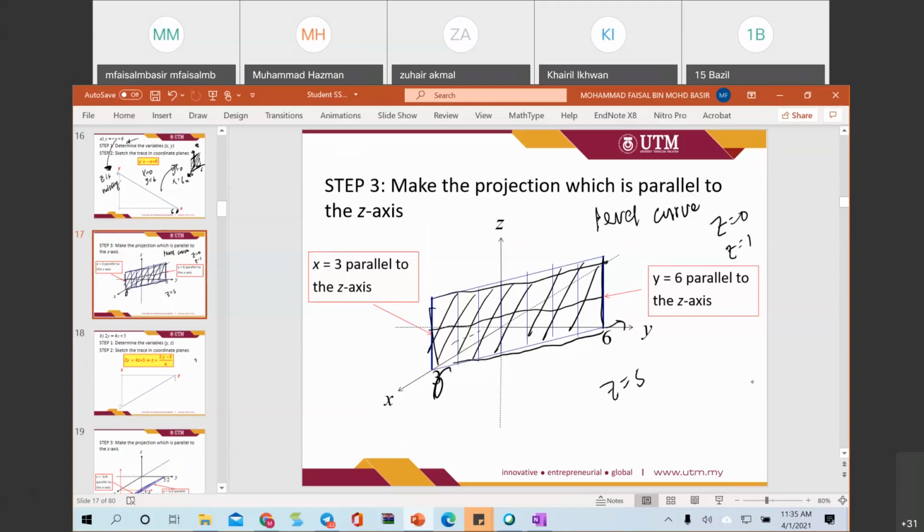Understand or not? So here it is z equals 0, z equals 1, z equals 5. These three we call level curves. So if there is a question, sketch the level curve, you have to show these three. Understand? Maybe this is new to you. It takes time.